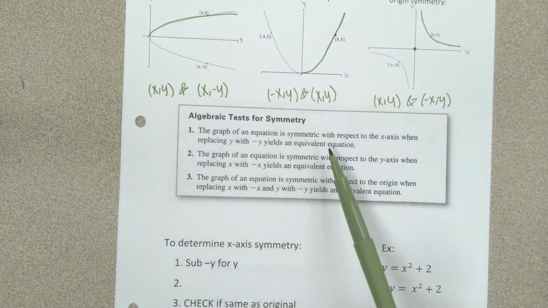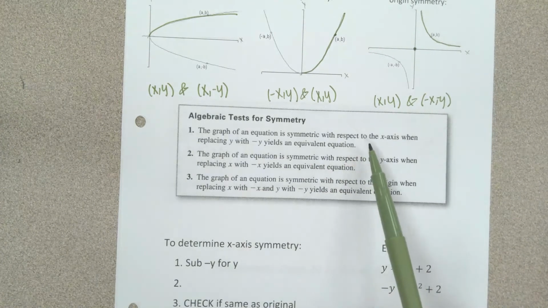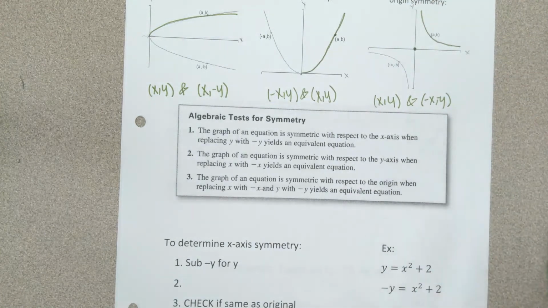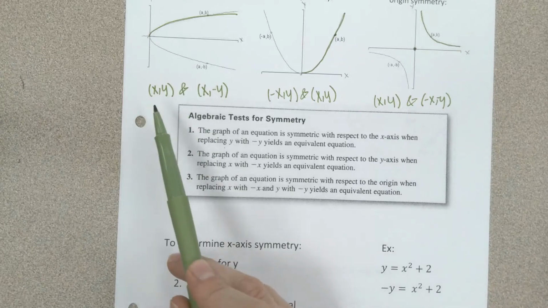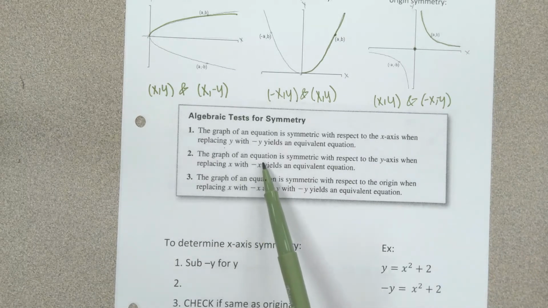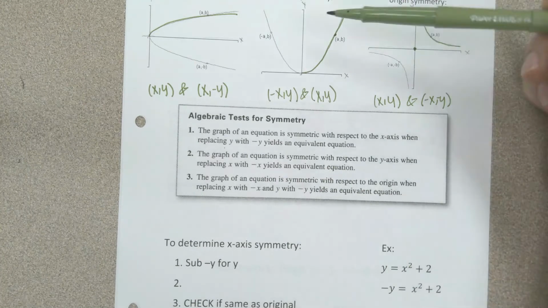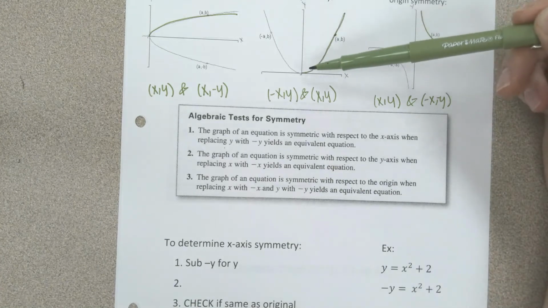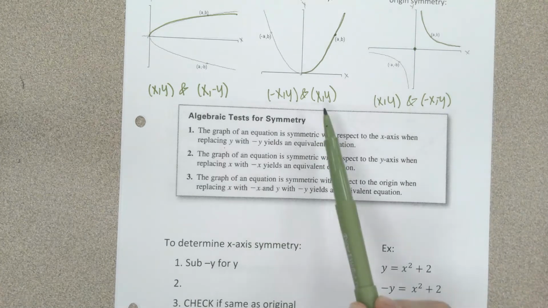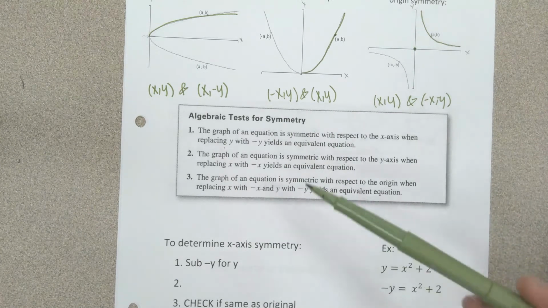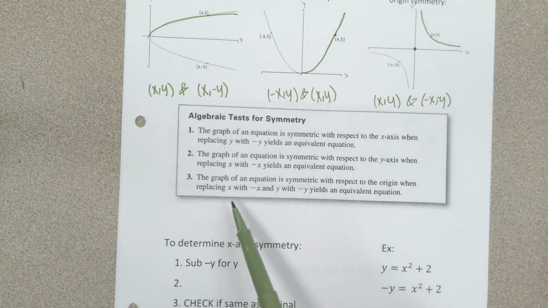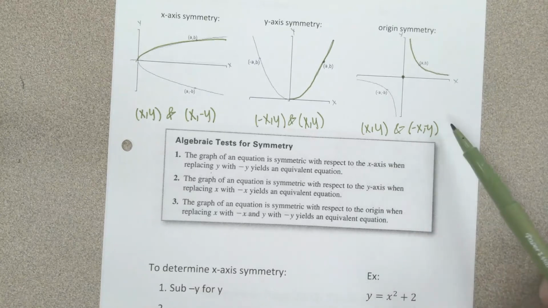The graph of an equation is symmetric with respect to the x-axis, this first example right here, when replacing y with negative y. Right here, y became negative. Okay, the graph of an equation is symmetric with respect to the y-axis, the second example here, when we replaced x with negative x, right? X became negative. And symmetric with respect to the origin when we replace x with negative x and y with negative y.